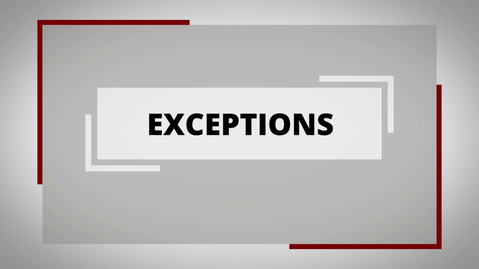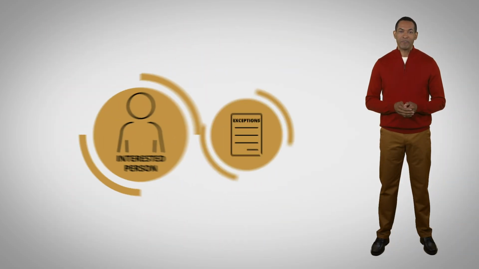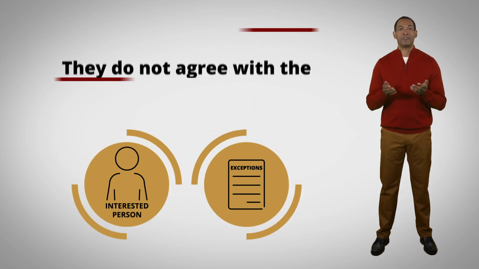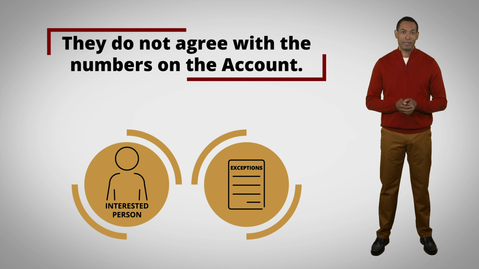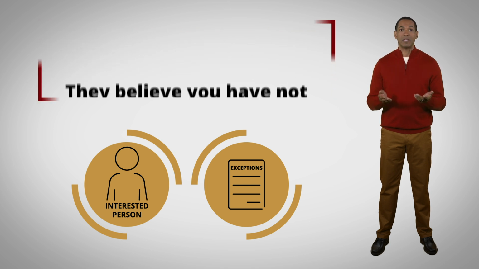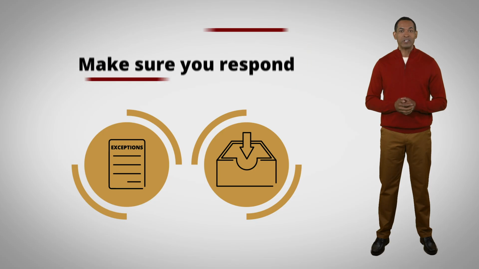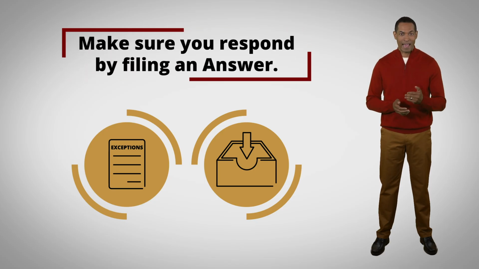Let's talk about exceptions. Interested persons may file exceptions for a number of reasons. Typically, an interested person files exceptions because they do not agree with the numbers on the account. Another reason may be that they believe you have not included all probate property that should be in the estate. Whatever the reason, after the exceptions are filed, make sure you respond by filing an answer.